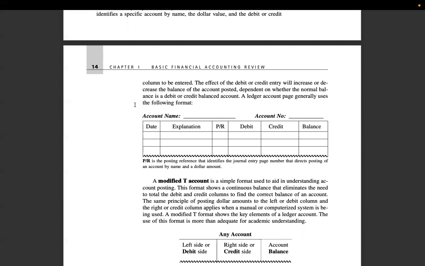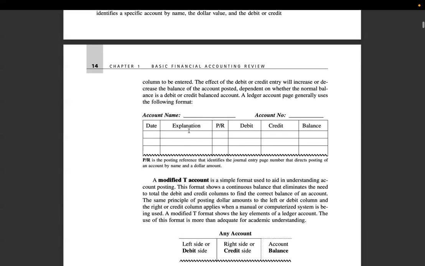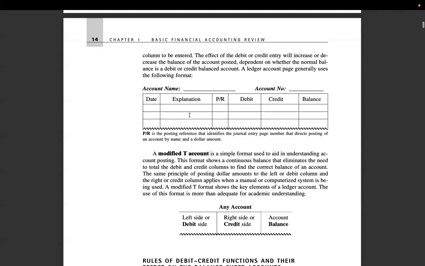For example, this is cash. Then you record the transactions incurred under that account, classifying them under that account. If it's fixed assets, that's going to be another ledger. Then you have an account number for it.